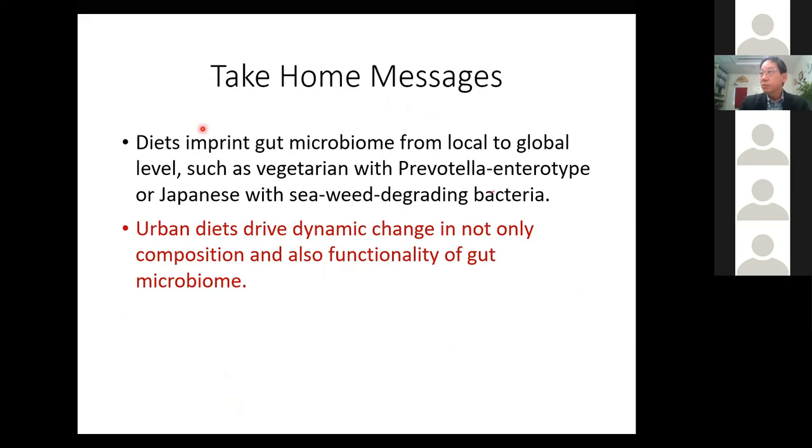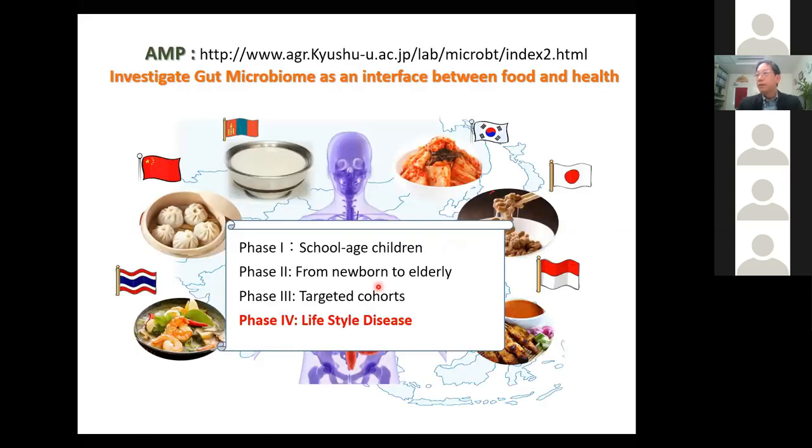So the conclusion of the second part is like this. Urban diets drive dynamic change in not only composition, but also functionality of gut microbiome. Okay, so let's go on to the last part, phase 4 study, to look into the relationship between gut microbiota and metabolic diseases, such as type 2 diabetes and obesity.